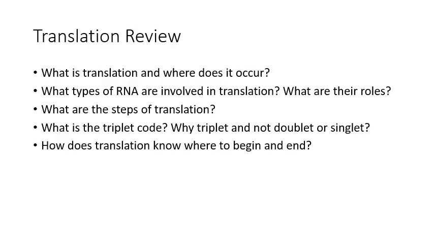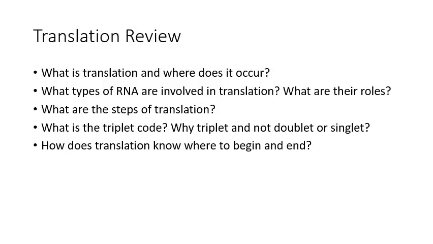And so why do we have this triplet code? Why are there 3 bases that we look at rather than just 2 or just 1? Yeah, because we want to make 20 amino acids, and with just 2 bases, we can only make 16 different amino acids, and that's not enough. So we need to look at 3 bases and have a triplet code in order to make all 20 amino acids.